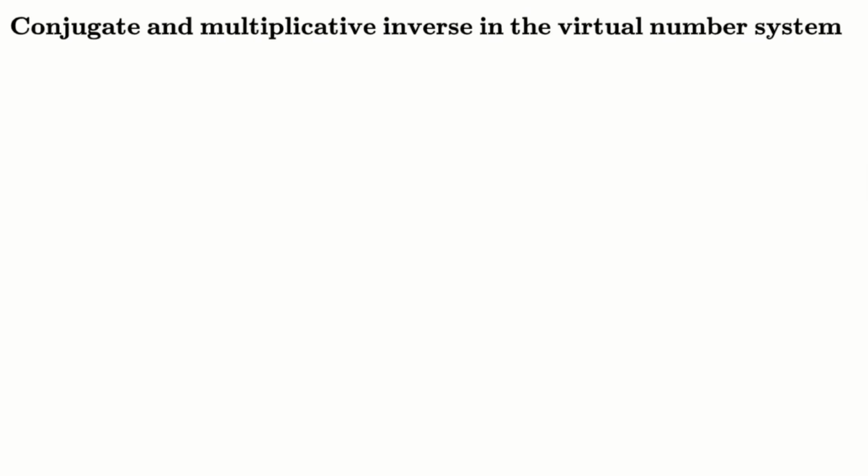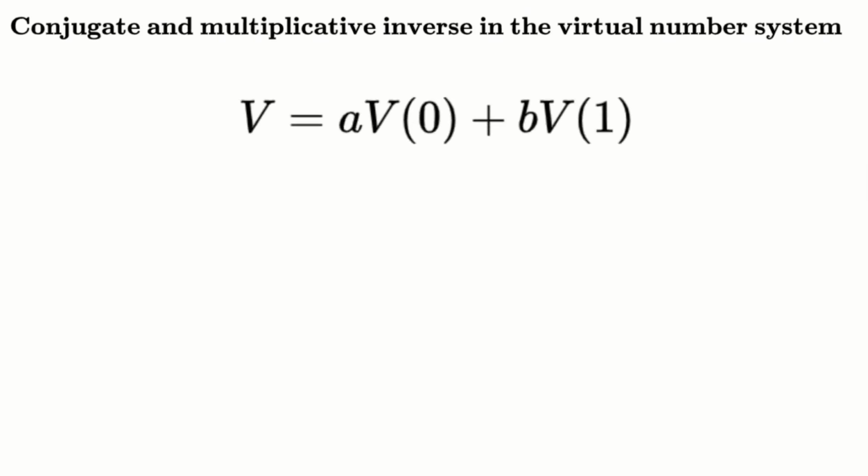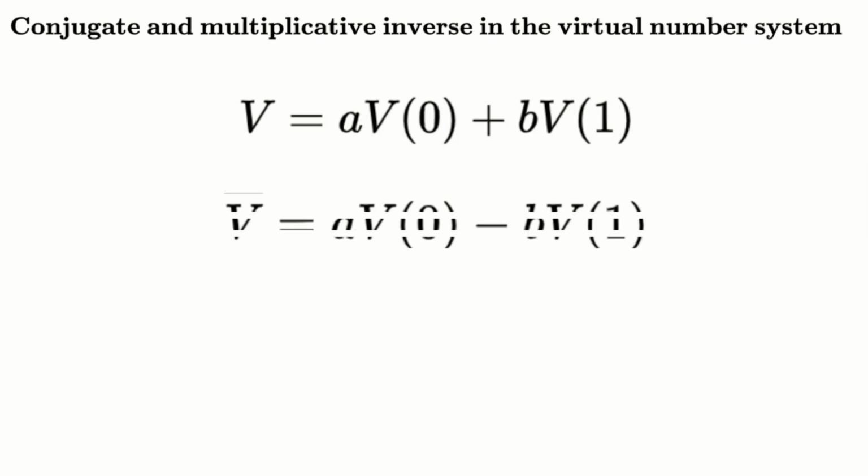For any virtual number written as a times v of 0 plus b times v of 1, its conjugate is defined as a times v of 0 minus b times v of 1. This is very similar to how we define the conjugate of a complex number. For example, if you have a complex number z equals a plus bi, its conjugate is a minus bi. The same idea applies here, just flip the sign of the coefficient of v of 1.